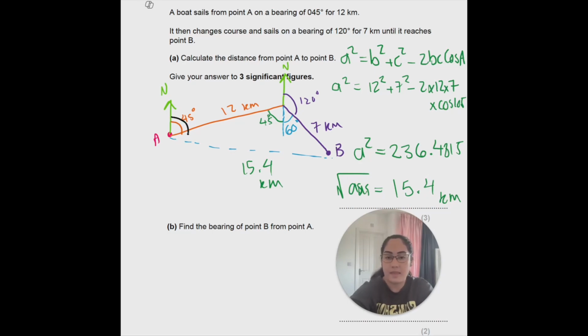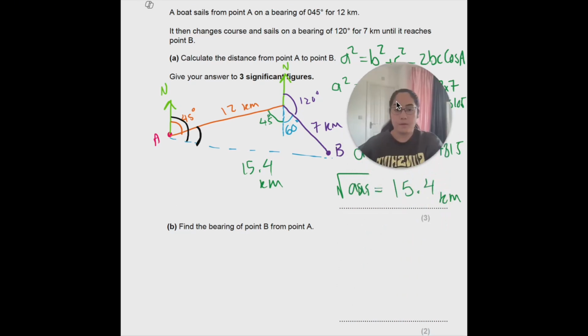Not a very good color, but I'm going to do it in black. That is the angle that we're after, that one in black. Now we know from the north to this orange line is 45 degrees. So now we basically need to find out what this angle is equal to and add the two of them together. Now, remember what I said before about the sine rule? If we have a matching angle and length, and the opposite length of the angle that we're after, then we can use the sine rule.